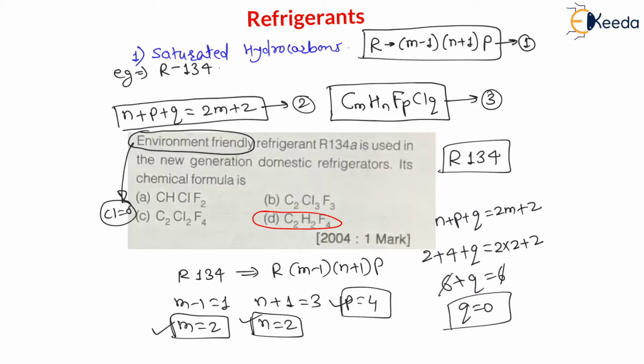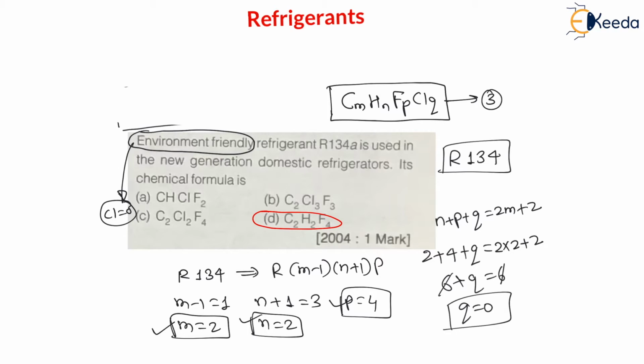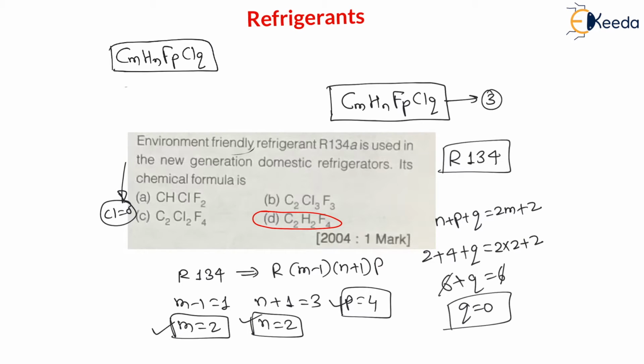Now let us make the formula. With the help of the formula we will write it down. So my dear students, the formula is CmHnFpClq. This is the formula for the refrigerant. Therefore C, m is 2; H, n is again 2; F, p is 4; and Cl is 0. So no need to write Cl atoms. When the chlorine atoms are 0, it is environment friendly. This will be the chemical formula of R134. Therefore, option D is the correct choice.